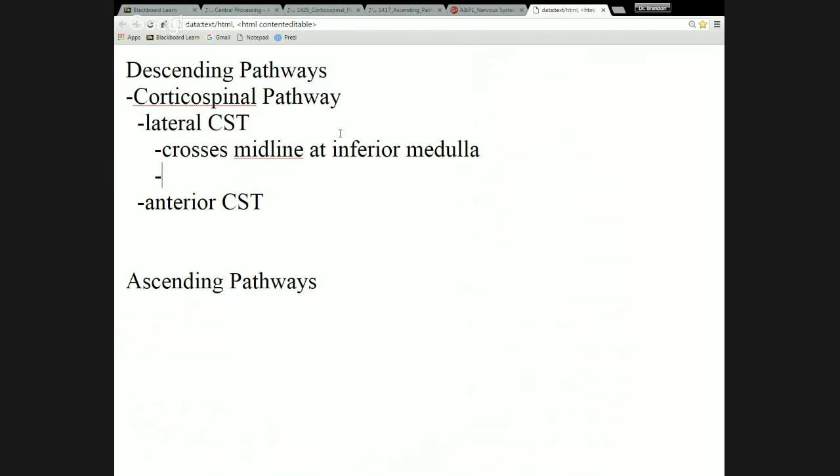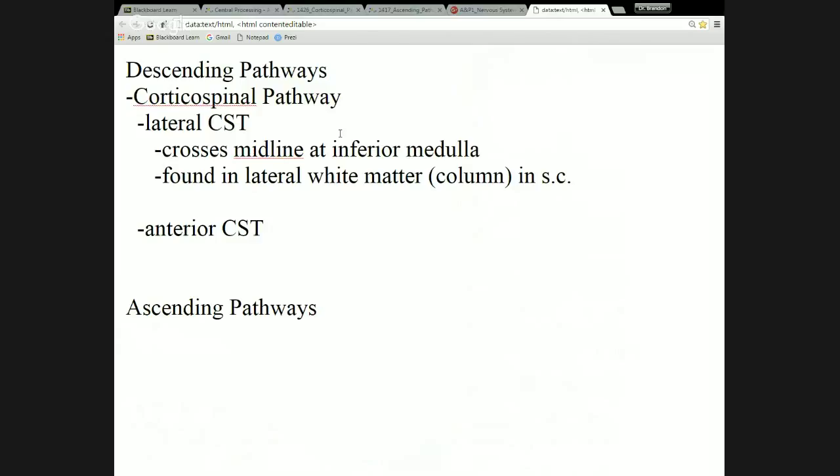So the lateral corticospinal tract crosses midline at inferior medulla. And it's found in lateral white matter, what we call a column, in the spinal cord, SC for spinal cord. And then it targets lateral neurons in ventral horn.